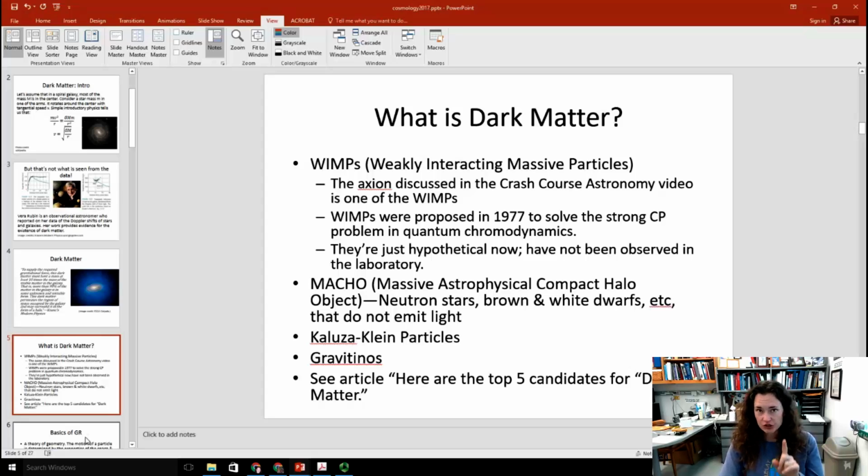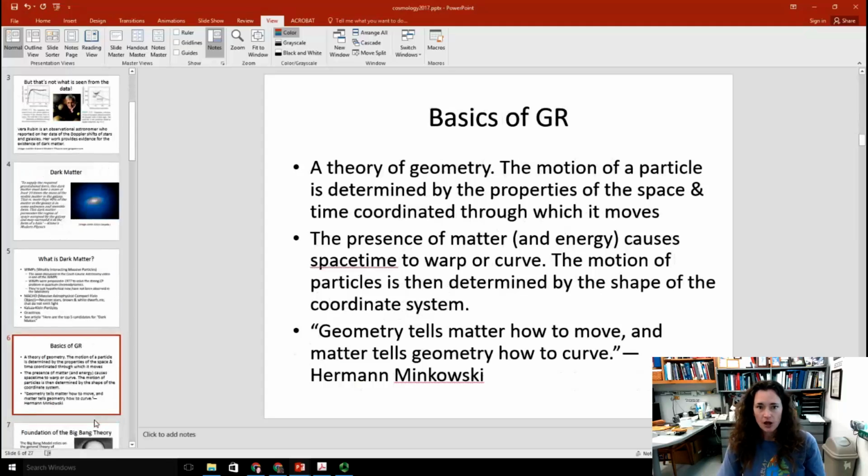Now back to general relativity, cosmology, and the fate of the universe. Okay, so just to remind you, we talked about general relativity in an earlier lecture, but general relativity is a discussion and a theory of geometry. Geometry is super important to the fate of the universe in cosmology. It can't be emphasized how important this is.